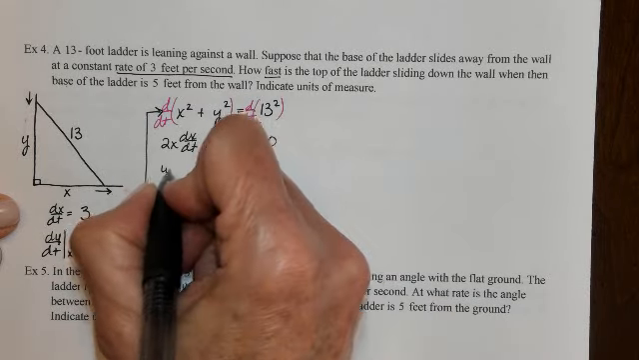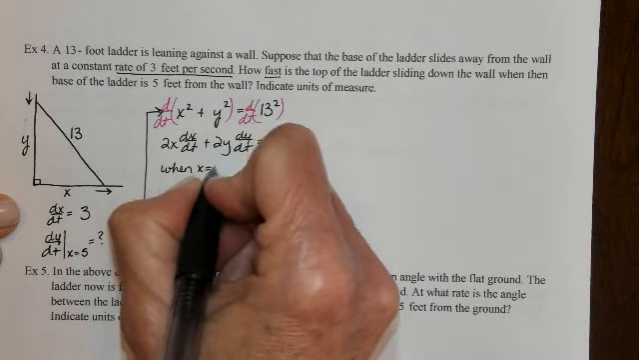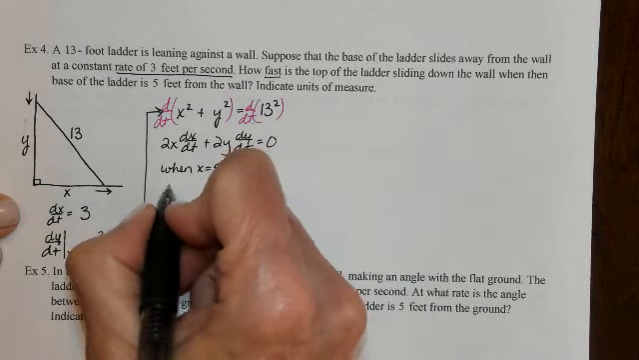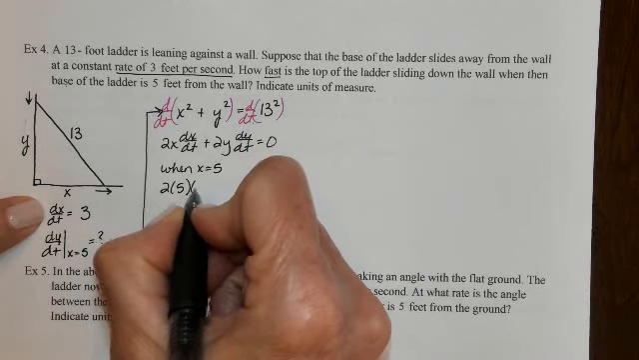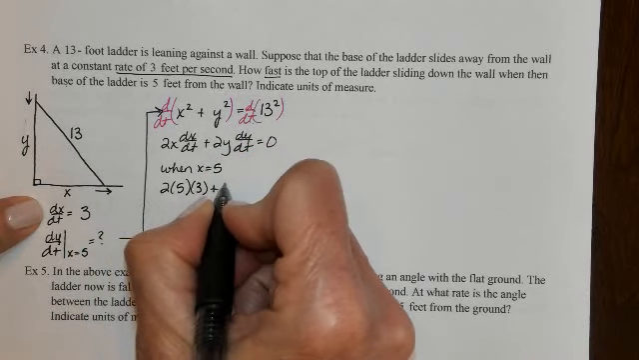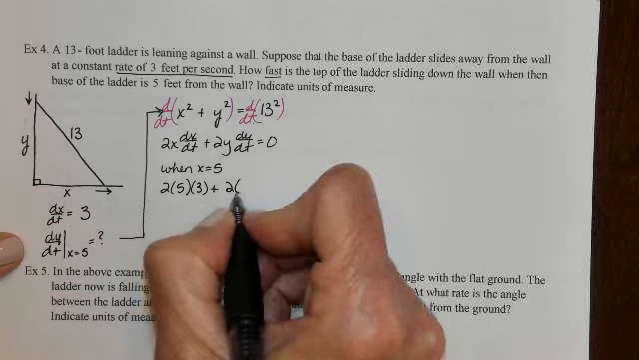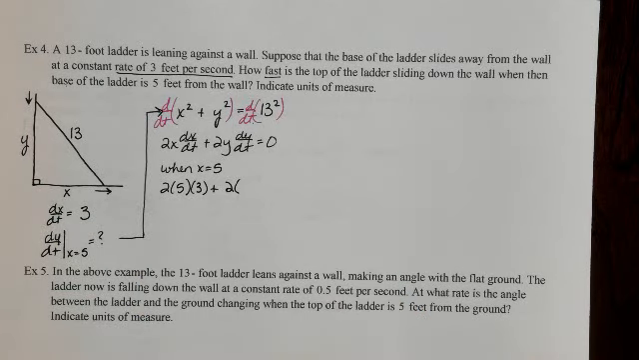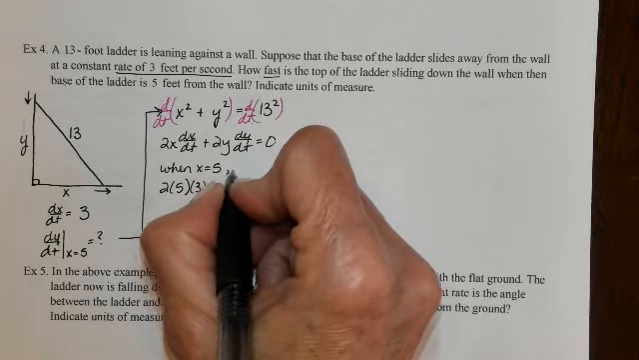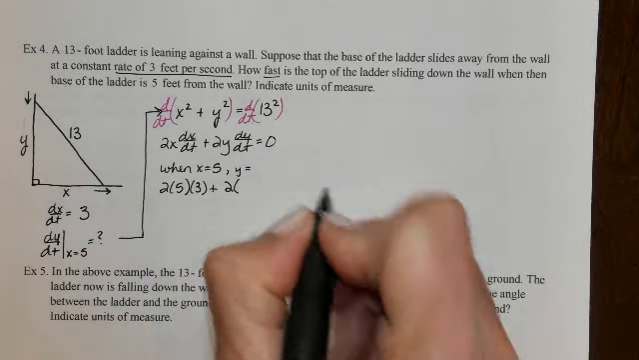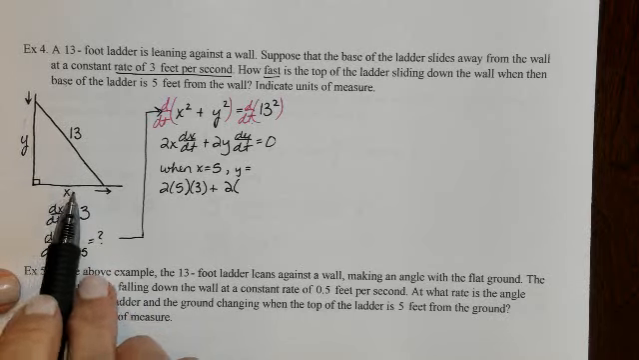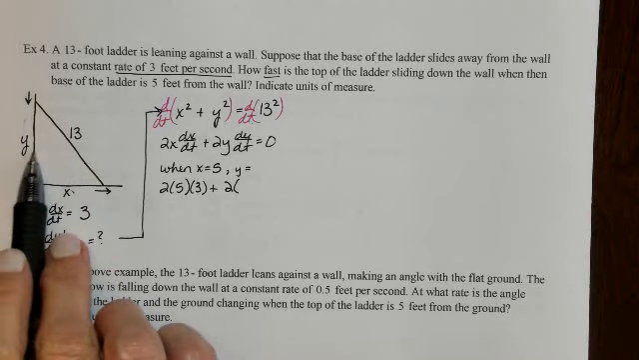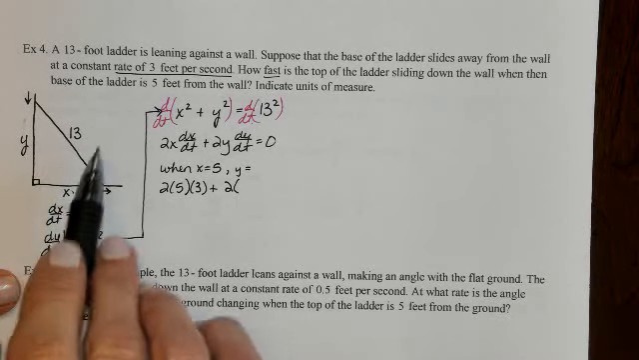Okay? Once you take the derivative, you can plug in your values. So when x equals 5, we'll have 2 times 5 times dx/dt, which is 3, plus 2 times, okay, we need something in for y. So what is y when x is 5? So when x is 5 and y is what? Well, we have a 5, 12, 13 triangle, and that's a Pythagorean triple.